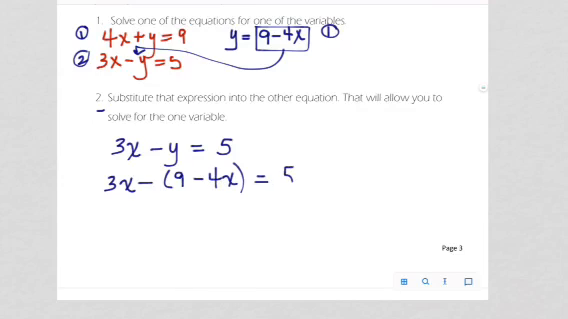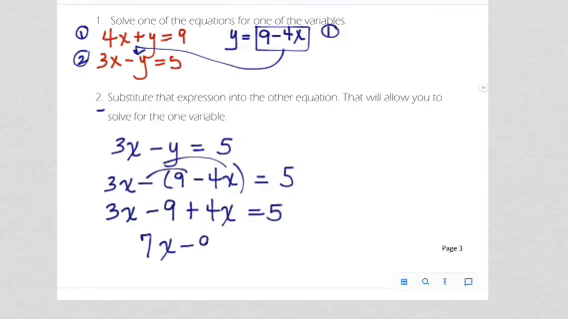Please remember to put it in parentheses because you are replacing a single variable y with a two-term piece, 9 minus 4x. So please put it in parentheses because now you will need to distribute this negative through. That will give us 7x minus 9 is equal to 5. The good news about this now is you end up with an equation that has only x in it.